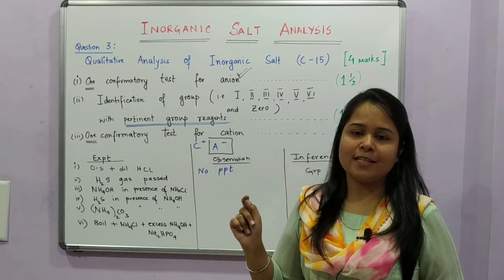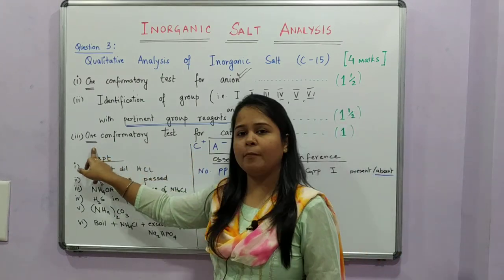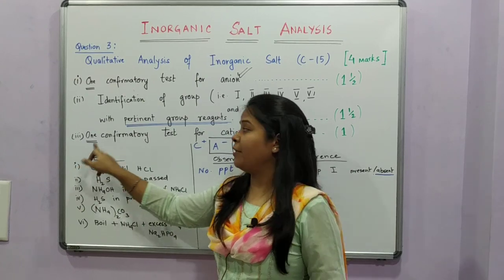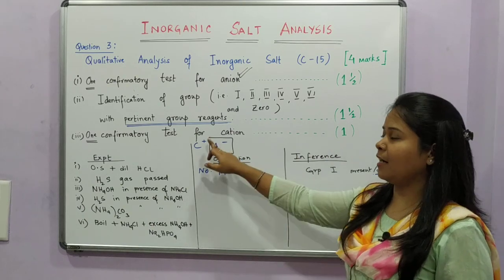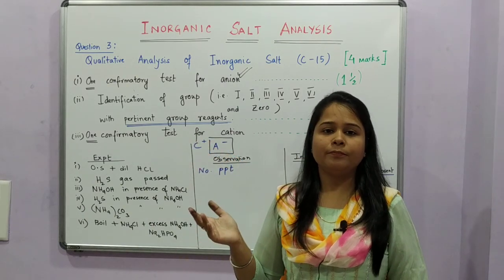Various confirmatory tests have been given for the different cations which we've already studied. How many confirmatory tests are to be written? Just one. There is only one confirmatory test that needs to be mentioned and it carries 1 mark. If you miss writing the confirmatory test, you will not be getting 1 mark, right?